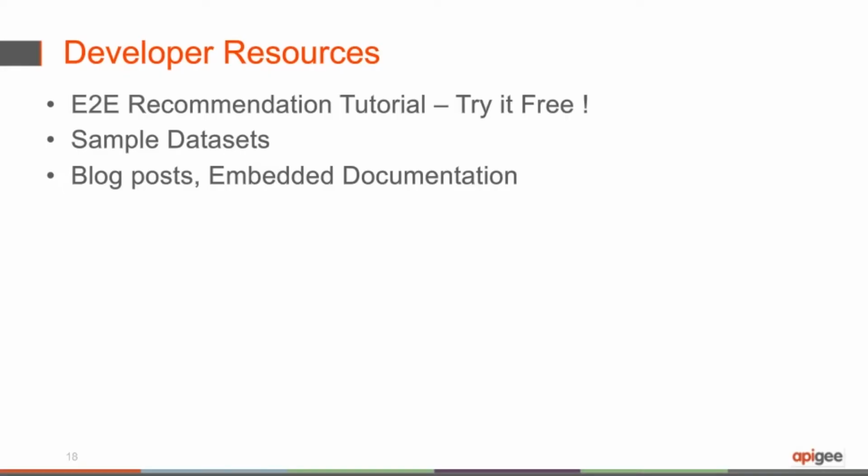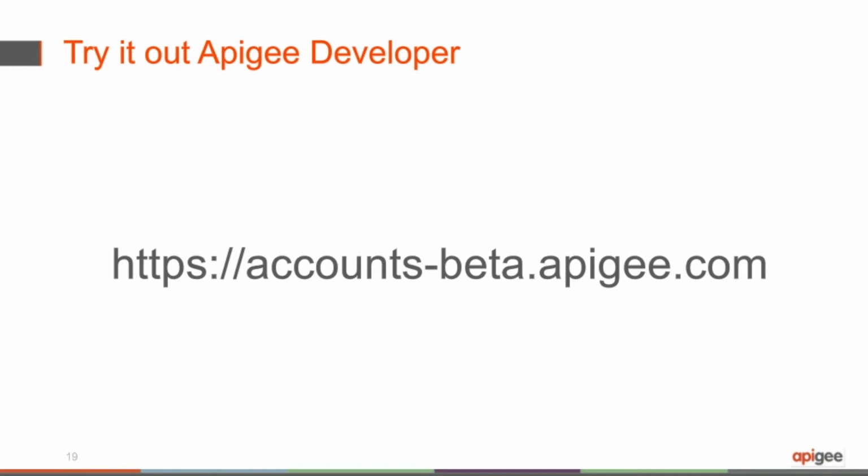For people who want to try it out, we do have accounts-beta.apigee.com. This is a beta link right now, but the actual product is going to go to production very, very soon.